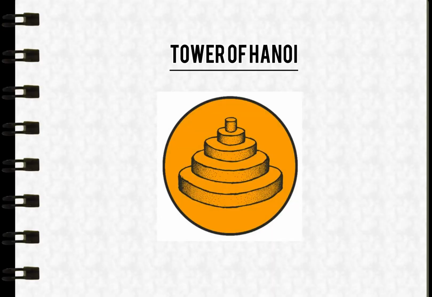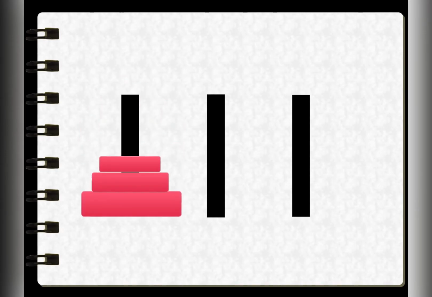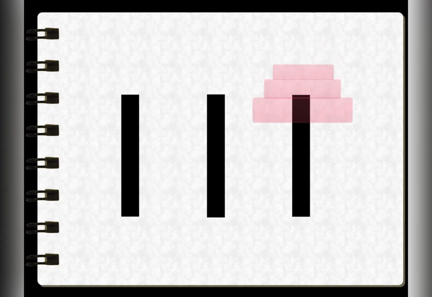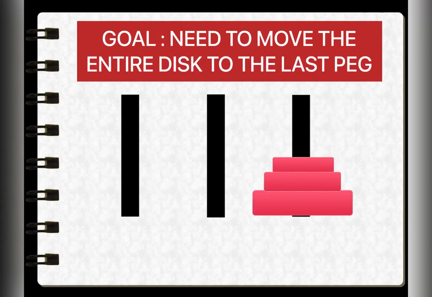So I will explain the application of Tower of Hanoi. Tower of Hanoi consists of 3 rods, and the puzzle begins with the disks stacked on the first rod in order of decreasing size. The goal of this puzzle is to move the entire stack of disks to the last rod. There is also a rule that we need to obey.